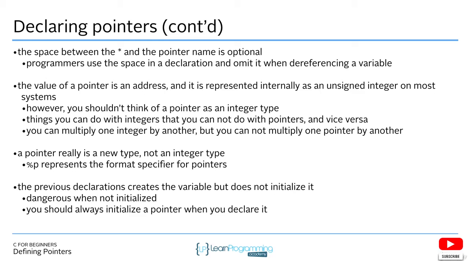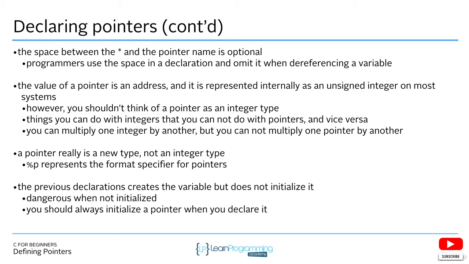The previous declarations create the variable, but there is no initialization. There's no assignment there. You always want to assign a value to a pointer. It's very dangerous if you do not initialize it. So you want to initialize a pointer when you declare it.